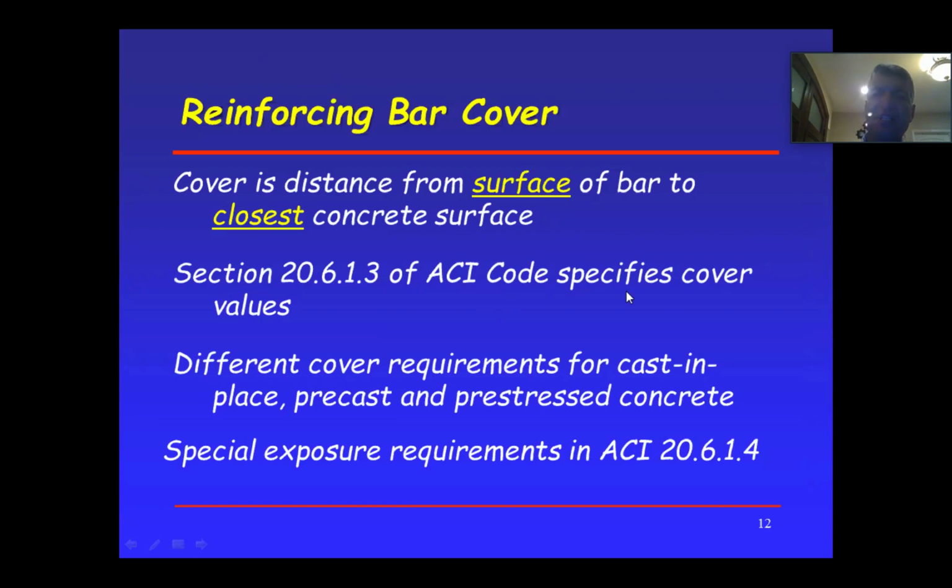Section so-so of ACI specifies cover values. The code will tell you what is the cover values. Okay, we'll see that. Different cover requirements for cast in place, precast, and pre-stress concrete. It depends what kind of concrete we're using, the code will give you a different cover requirement. We'll see that. Special exposure requirements also, again, the code will tell you that if you're building a building along the ocean where, you know, salt water environment and all that, the code will take care of that.